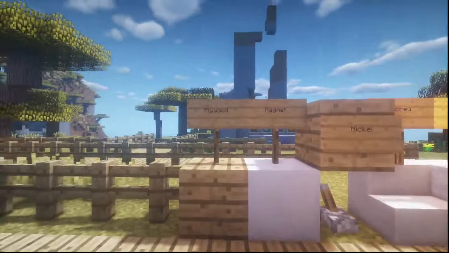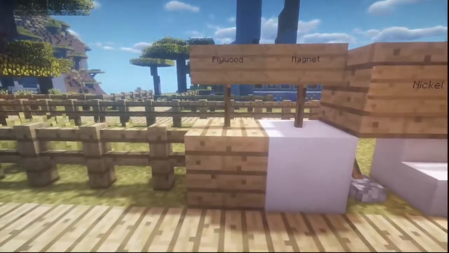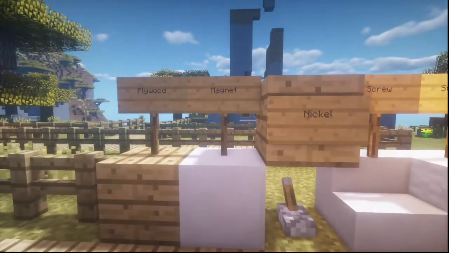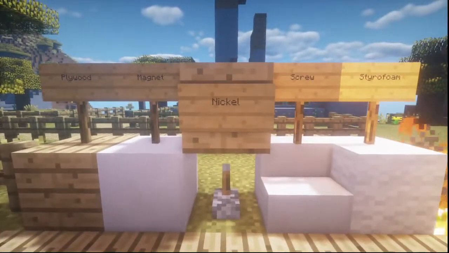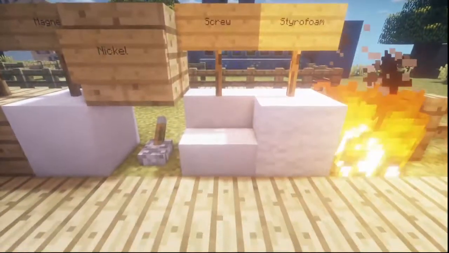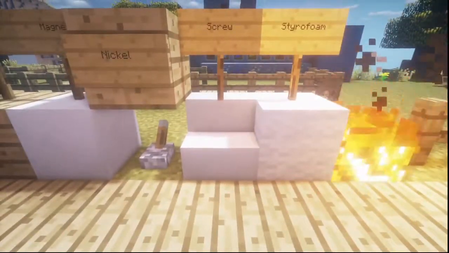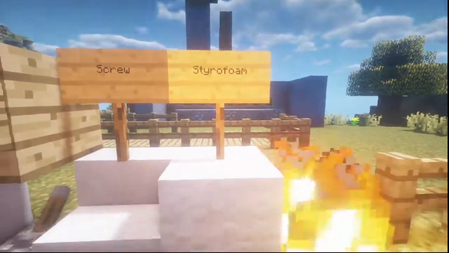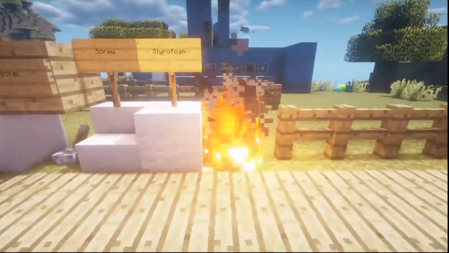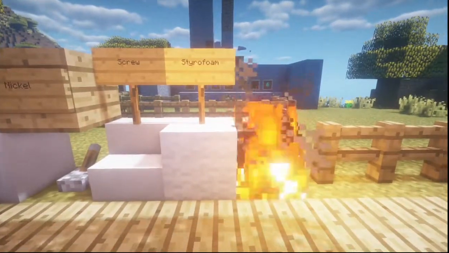So, what did we use to build the pendulum? The materials we used to build this project are as follows: plywood for the structure of the pendulum, a magnet to incite the magnetism, nickel since it is the cheap ferromagnetic metal, a screw to act as an extension of the magnet so that when we light the fire it doesn't burn the magnet or the structure, and lastly styrofoam to add some more support to the structure. Additionally, we used a candle to hold the fire.